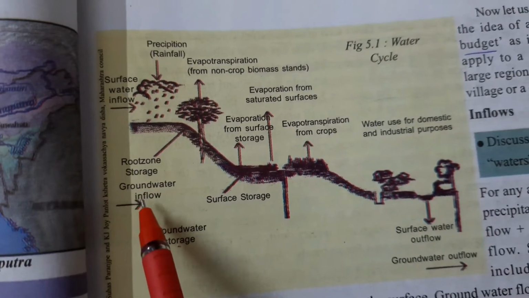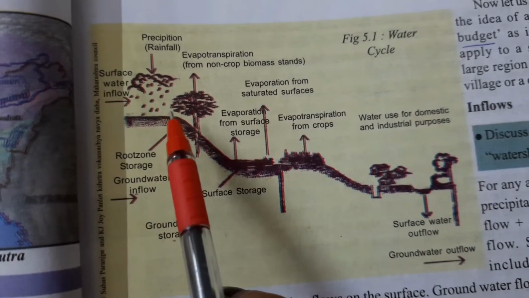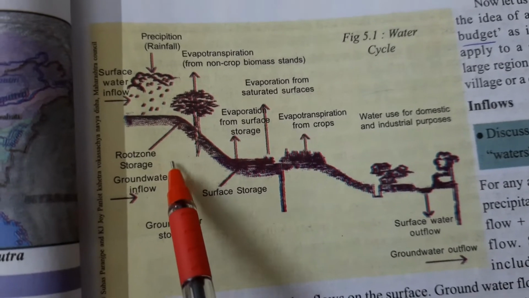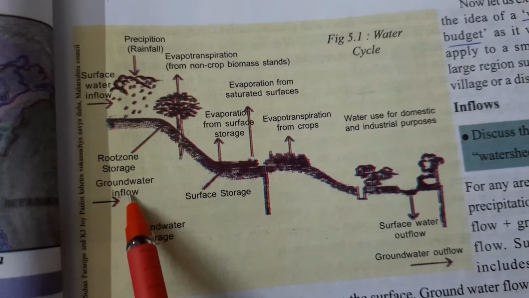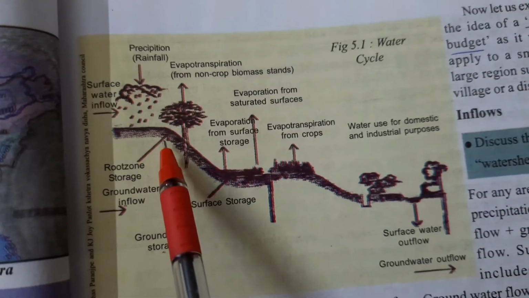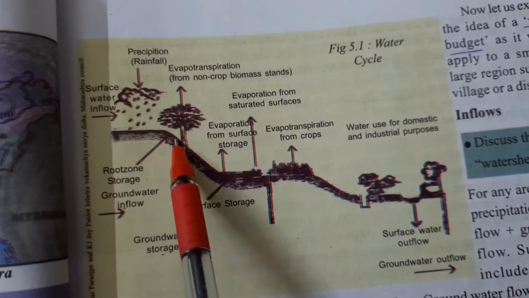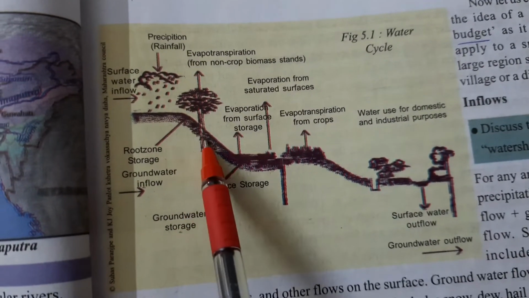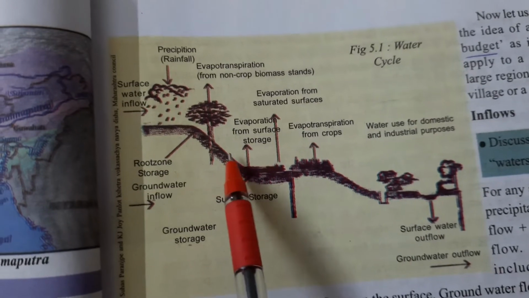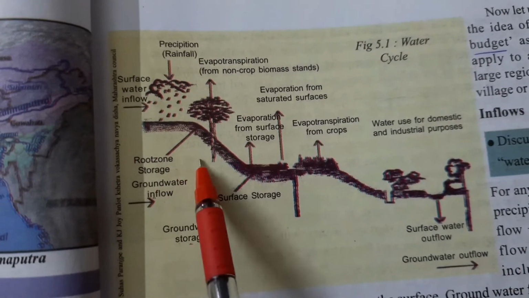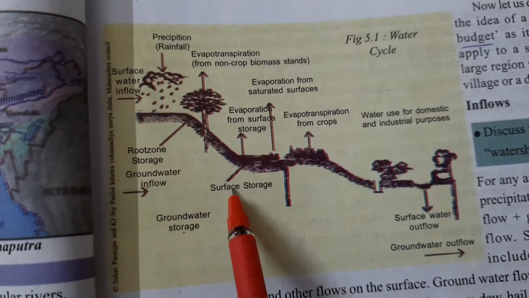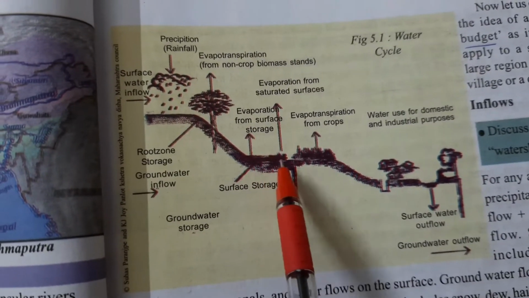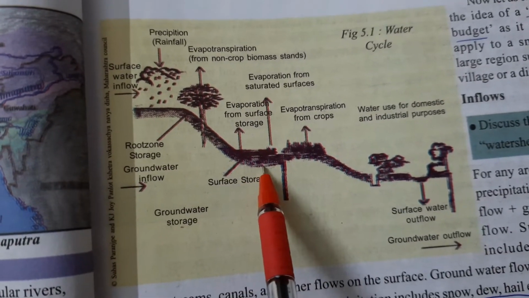This is called groundwater inflow. The water which passes and percolates under the surface of the earth is called groundwater inflow. This groundwater is stored in the root zone also. On the surface of the earth there are many trees and plants, and there are many roots here. So these roots also store water. This is called root zone storage of water. Some water is stored in tanks, rivers, canals. These are called surface storage.